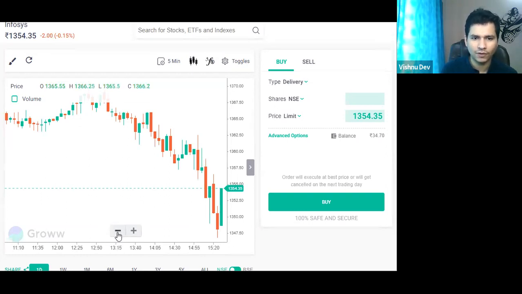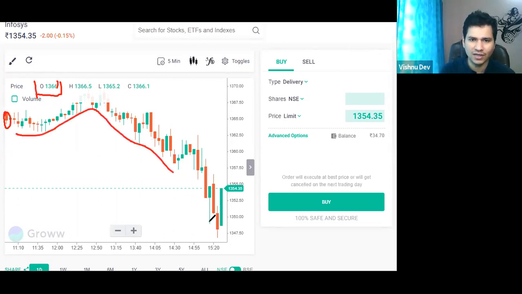I'm making the zoom smaller. Okay, in the morning it opened. At what price did it open? Tell me. It opened at this price, 1366 rupees. Within the whole day the price will change. Now at the end, at 3:30, it closed at 1354. Sorry, 1366, okay?